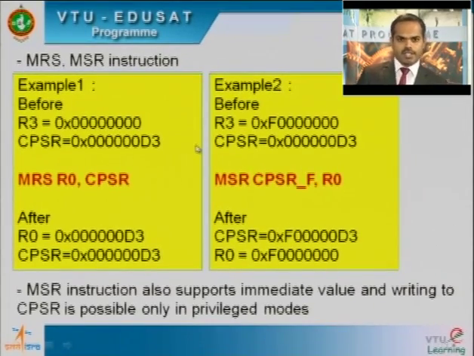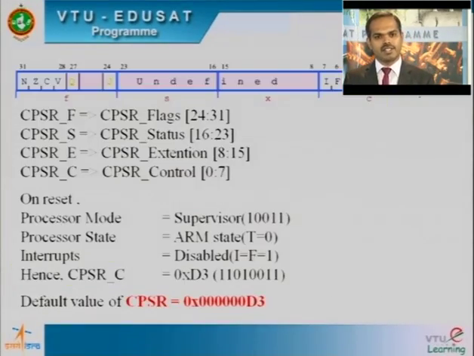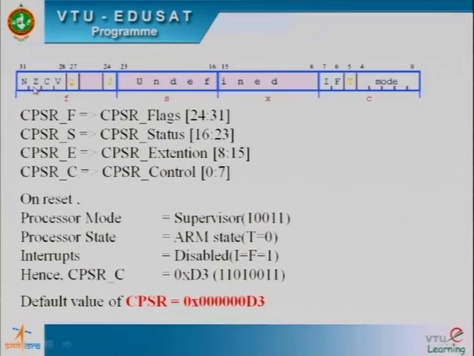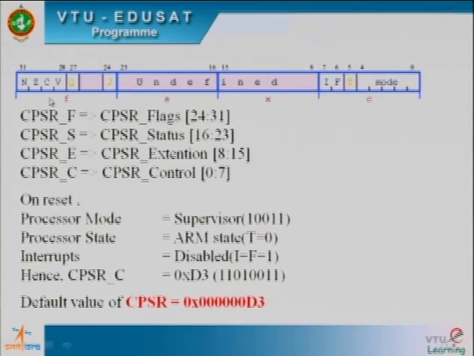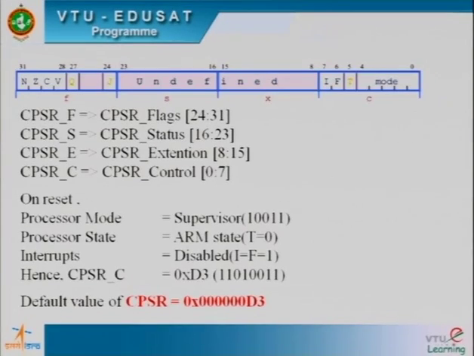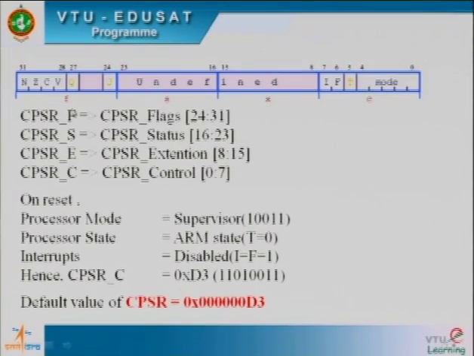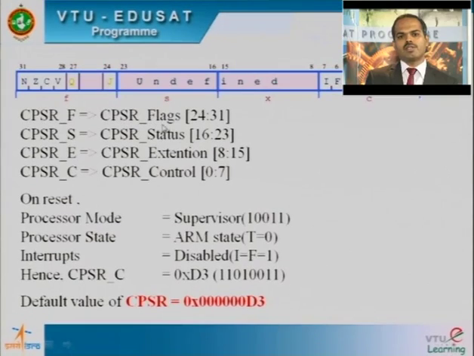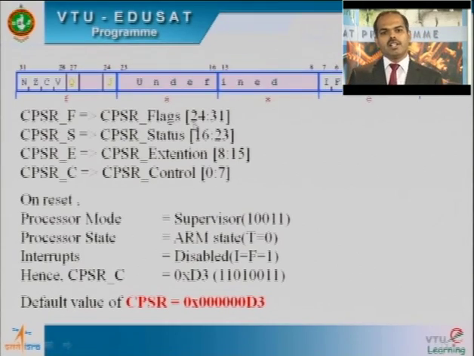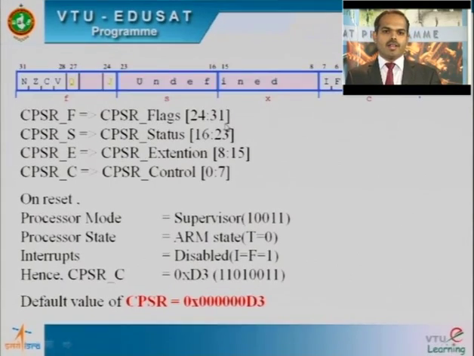Before going to the examples, let's look at what the CPSR register is. Here is the CPSR register. CPSR is the current program status register. It is 32 bits in length. It has 4 fields in itself. CPSR_F stands for CPSR flags. This is from bit 24 to 31, that is the highest byte of the CPSR register.